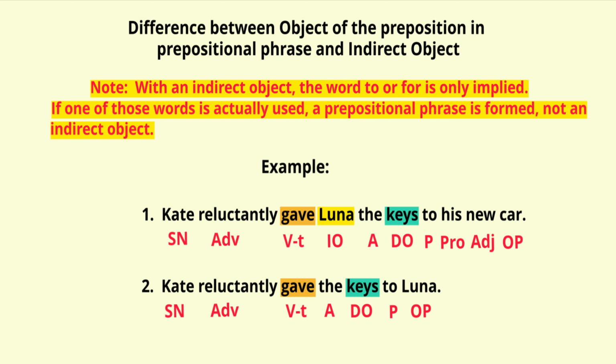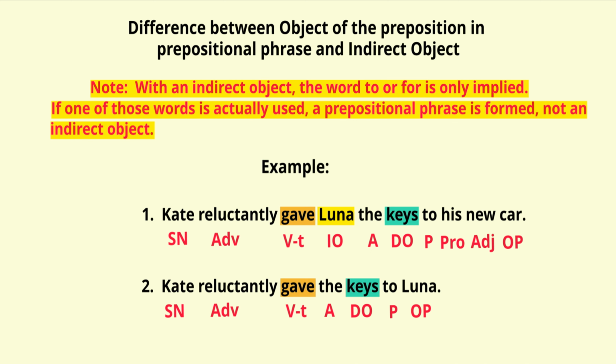Now, if you write the sentence like this, Kate reluctantly gave the keys to Luna. Here, Kate is a subject noun. Reluctantly is the adverb as it describes the word gave. Gave is the verb. Let's ask this question for the direct object. Kate gave what? The answer is keys. And you have your direct object there.